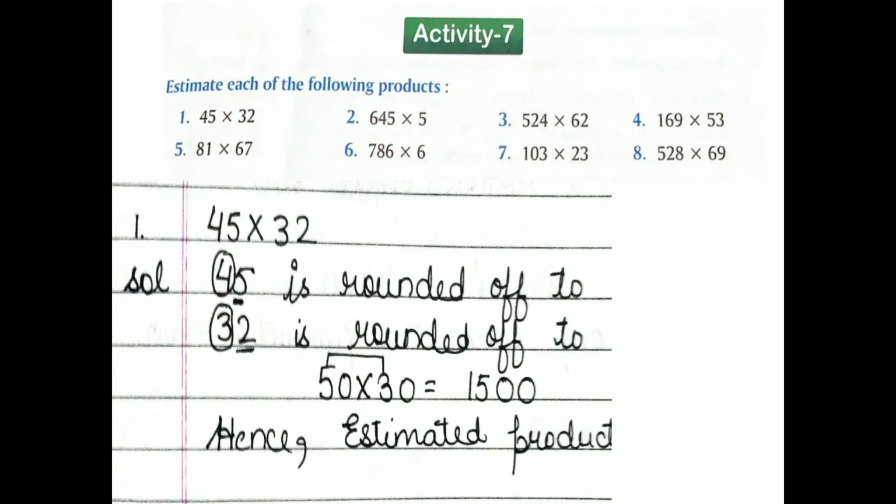So activity 7 is having only one question, that is, estimate each of the following products. And now I will do all the parts one by one. Firstly, I do the first part. So in the copy you will write activity 7, then the question, estimate each of the following products. Then first part, 45 into 32.